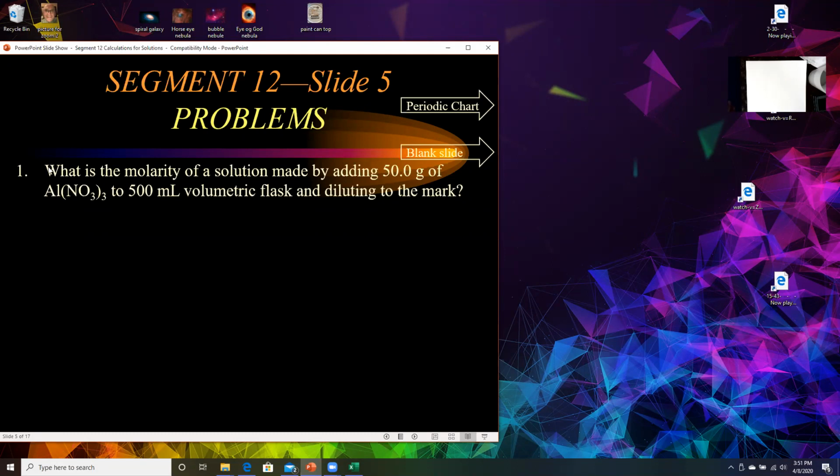Okay, here's some problems that deal with this. What's the molarity of a solution made by adding 50 grams of aluminum nitrate to a 500 milliliter volumetric flask and diluting to the mark?